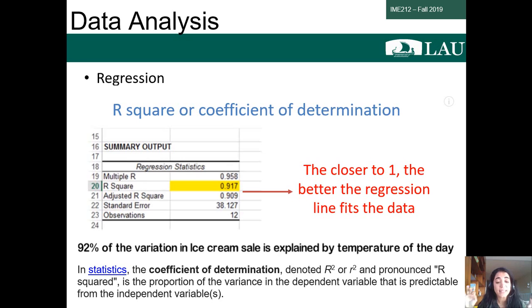But this also means that there is 8% of the variation in ice cream sales that is not explained by the temperature of the day, and it could be explained using another independent variable x2, like for example, the age of the client. I know that children prefer more ice cream than adults, which means, guys, I can have more than one x. I can have x1 and x2, and if this y is well explained by x1 and x2, I'm gonna have an r squared that is greater than 91.7 or that is closer to 1. And the closer r squared is to 1, the better the regression line fits my data.